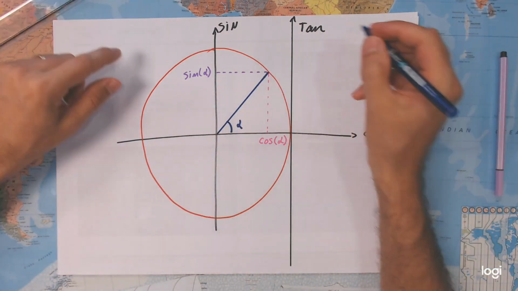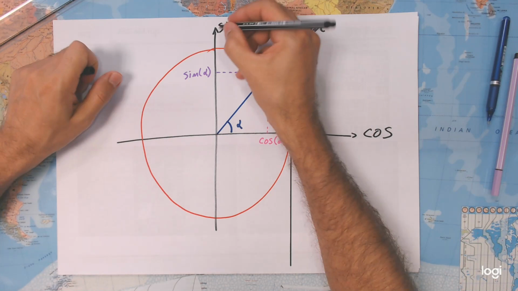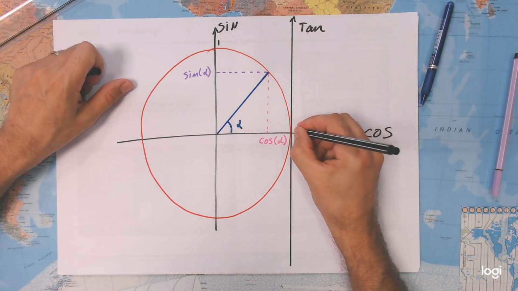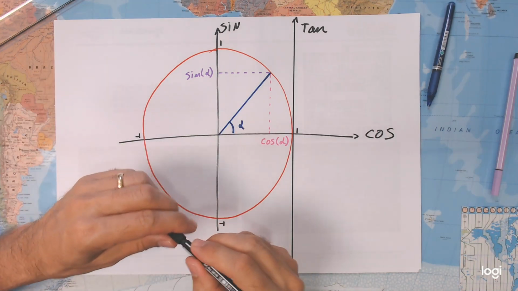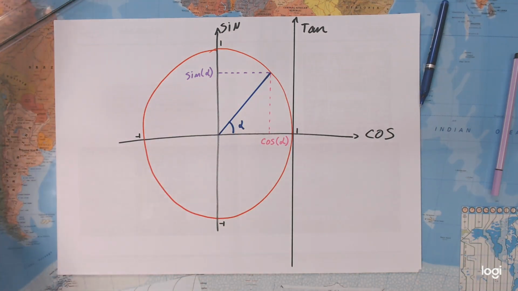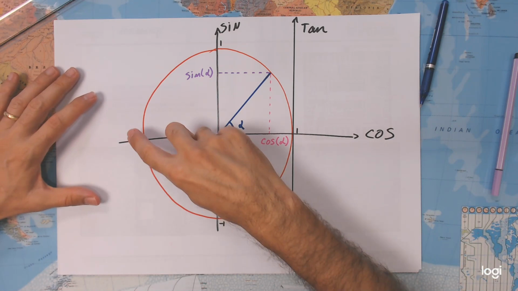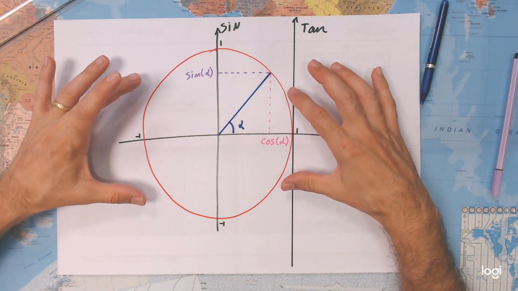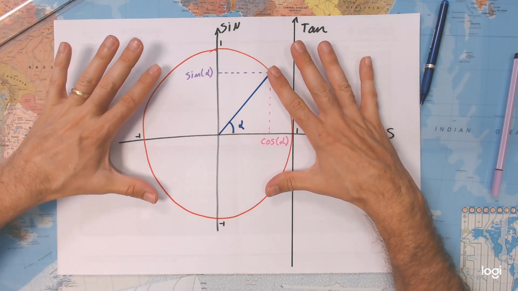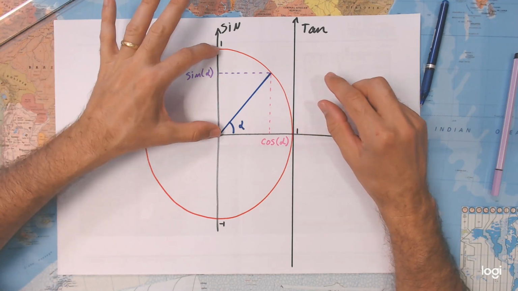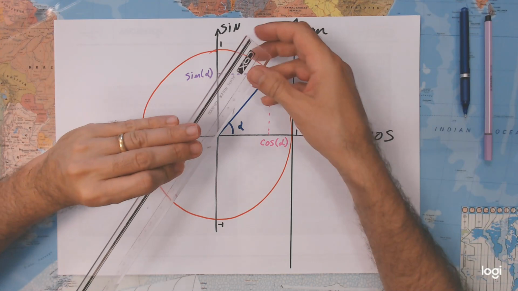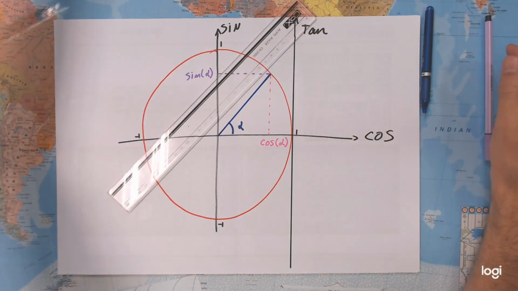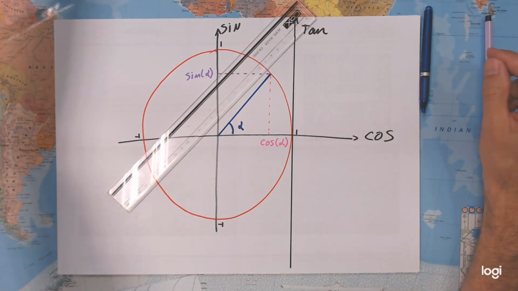Remember that this is plus 1, this is 1, this is minus 1, minus 1, because the definition of the trigonometric circumference is a circle with radius 1. This is the definition. And what about the tangent? What do you do to get the tangent? Let's color, let's use this one.